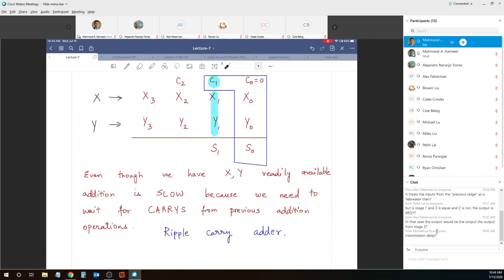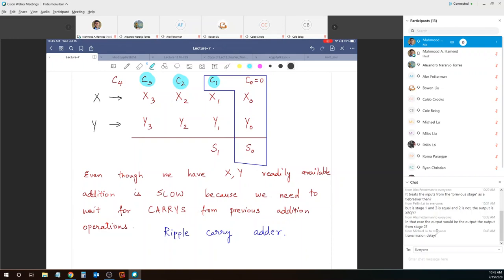I cannot do X1 plus Y1 because I need to wait for C1. I cannot do X2 plus Y2 because I need to wait for C2. Nothing else, only C2. And similarly, I still need to wait for C3 over here. Eventually I will generate C4, but that is not important for me. I need to wait on C1, then on C2, then on C3 to be able to do that addition. That is called a Ripple-carry adder.